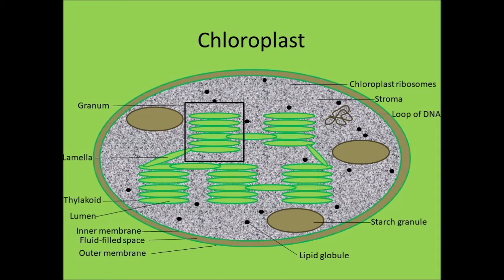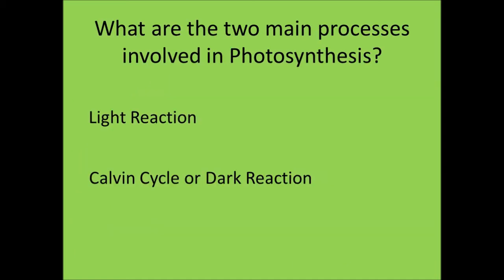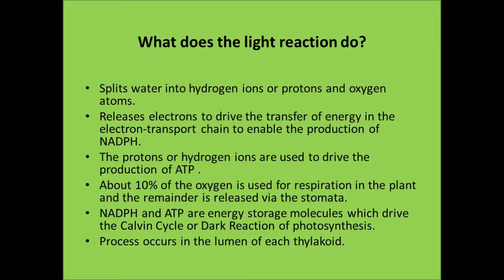Within the fluid-filled stroma, as mentioned before, are the coils of DNA, RNA, and ribosomes, lipid globules, and other contents. There are two main processes involved in photosynthesis. These have already been mentioned, namely the light reaction and the Calvin cycle or dark reaction. So what does the light reaction do?